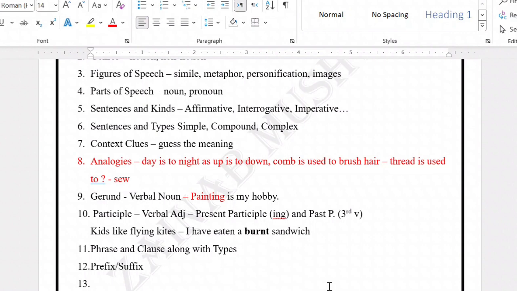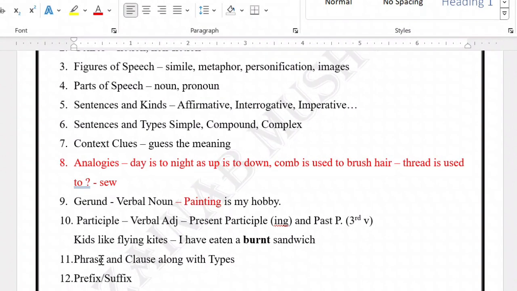Moving towards phrase and clause. A phrase is a group of words that conveys partial meaning, and it has no subject and verb. On the other hand, a clause is again a group of words having subject and predicate. And a clause has two types: the independent clause, also called main clause or principal clause, and the dependent clause. An independent clause can be used as a sentence. On the other hand, a dependent clause cannot be used as a sentence.